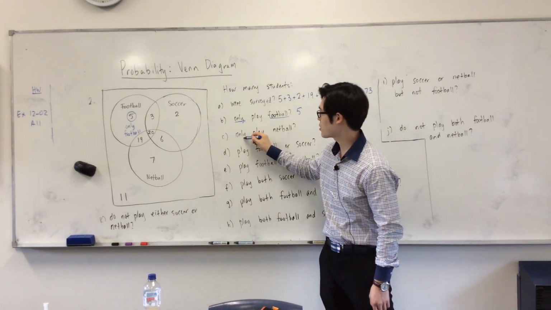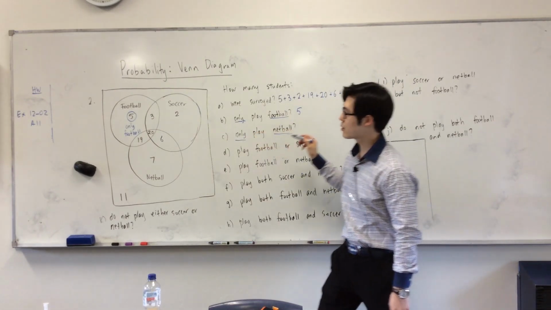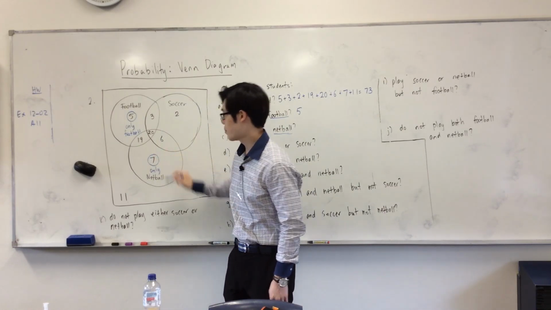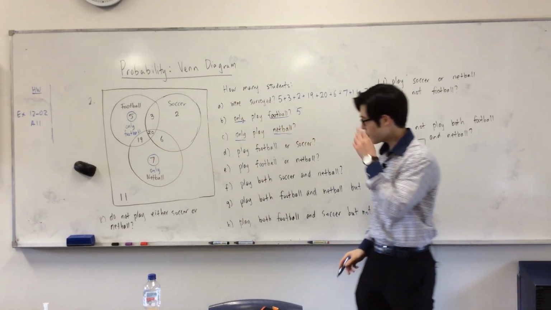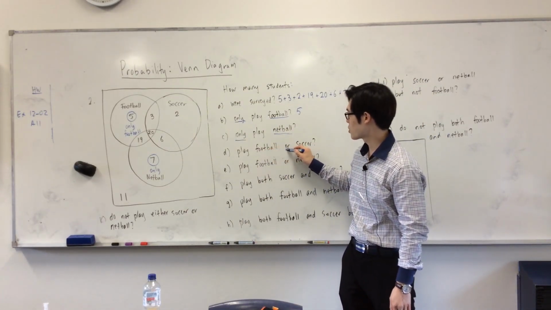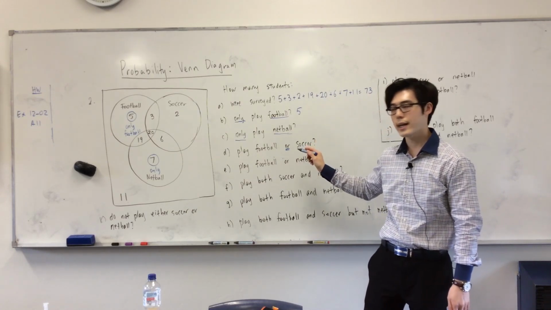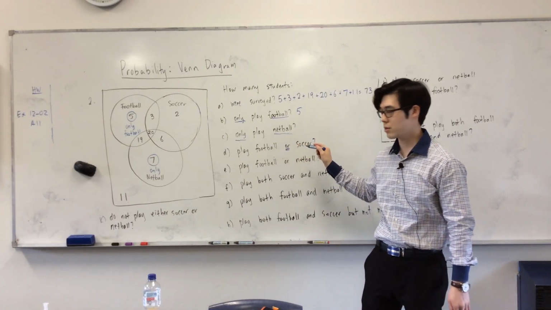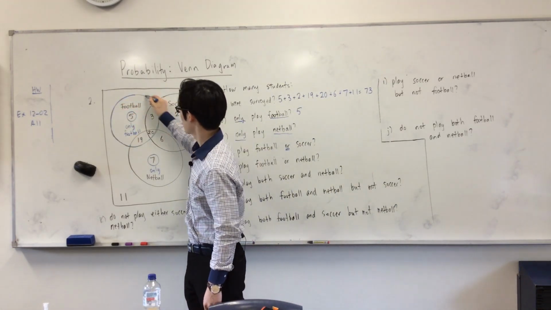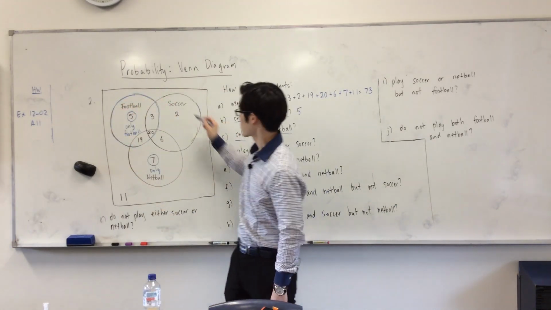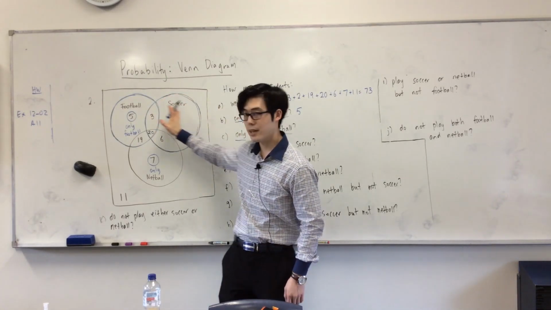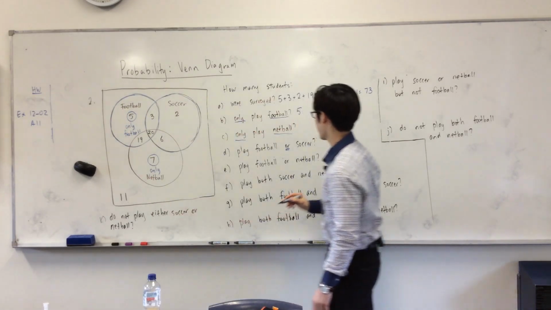Similarly, if I want to know how many students only play netball, that's the number here. So that's only netball here. Now, next question, how many students play football or soccer? Remember, or means you have to add all the numbers inside these 2 circles. So the football circle is here, and the soccer circle is here. So we have to add all the numbers inside those 2 circles.